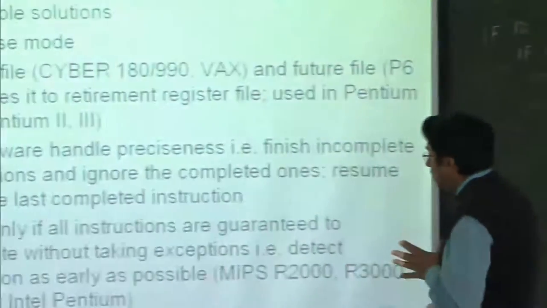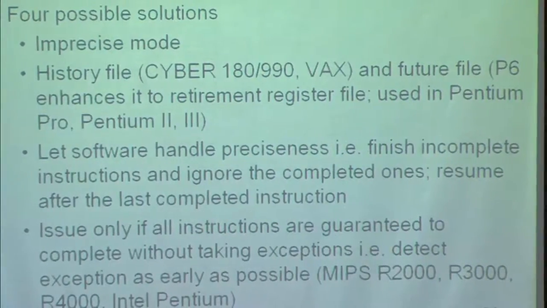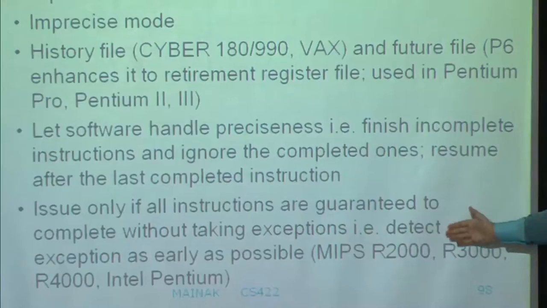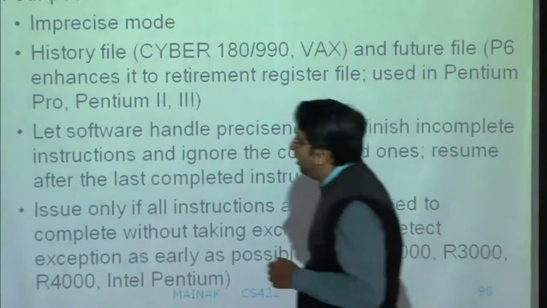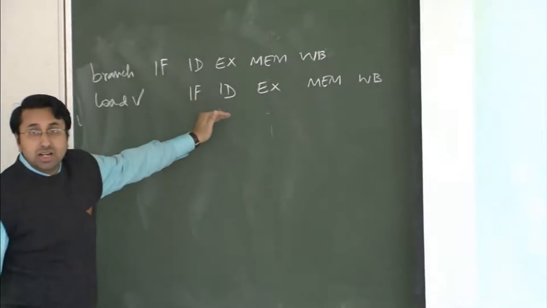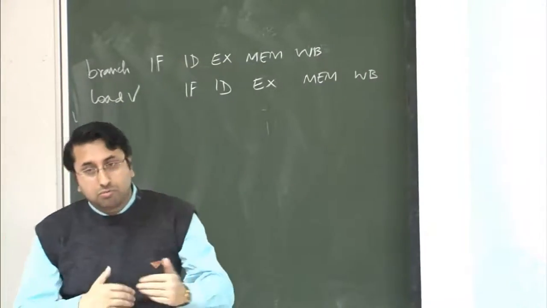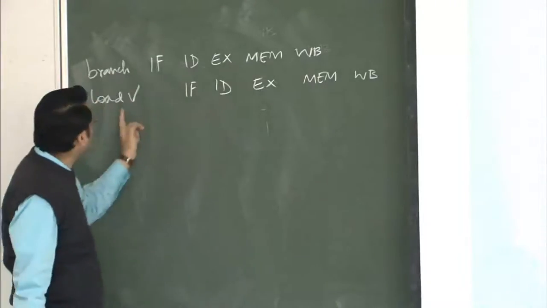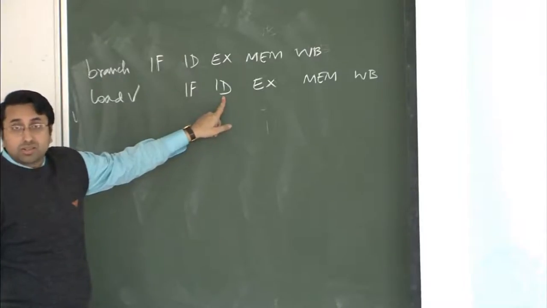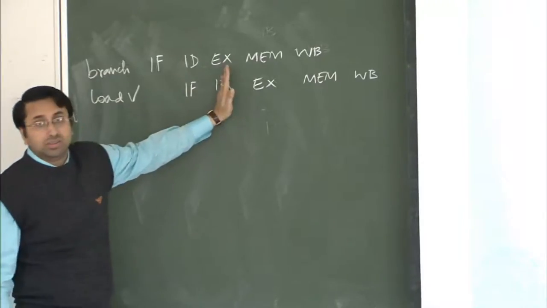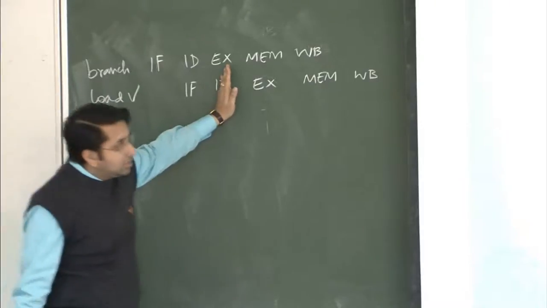The last solution is issue only if all instructions are guaranteed to complete without taking exceptions. Okay, this is a very hard thing to guarantee, actually. So essentially what I'm saying here is that you detect exceptions as early as possible. So if possible, whenever you're issuing an instruction, you ask the following question. Tell me if the instructions that were before me will take an exception or not. Okay. So you're asking the decoder this question. So whenever you issue this load instruction here, you ask all the instructions that are currently in the pipeline before me, will they take an exception or not? If the answer is yes, then you stall this instruction. You don't issue it, actually.